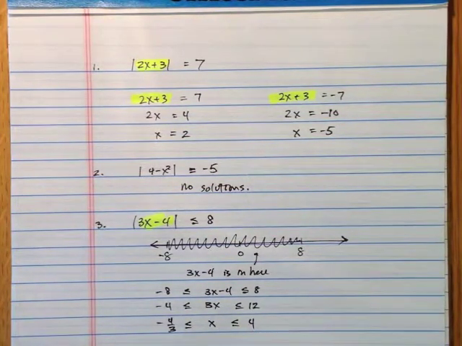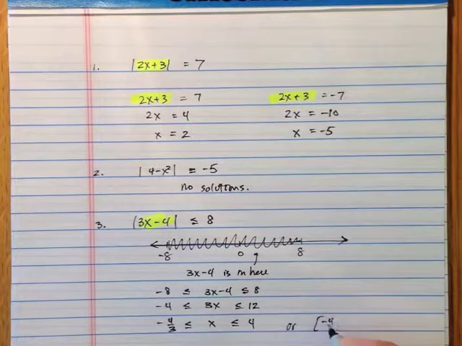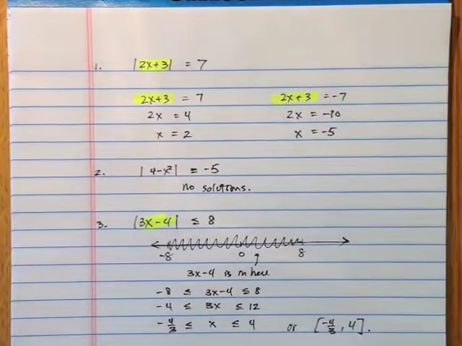There. That's the solution to this inequality. It's all the x's between negative 4/3 and positive 4, including the endpoints. In interval notation, that's this, right? Let's try another.